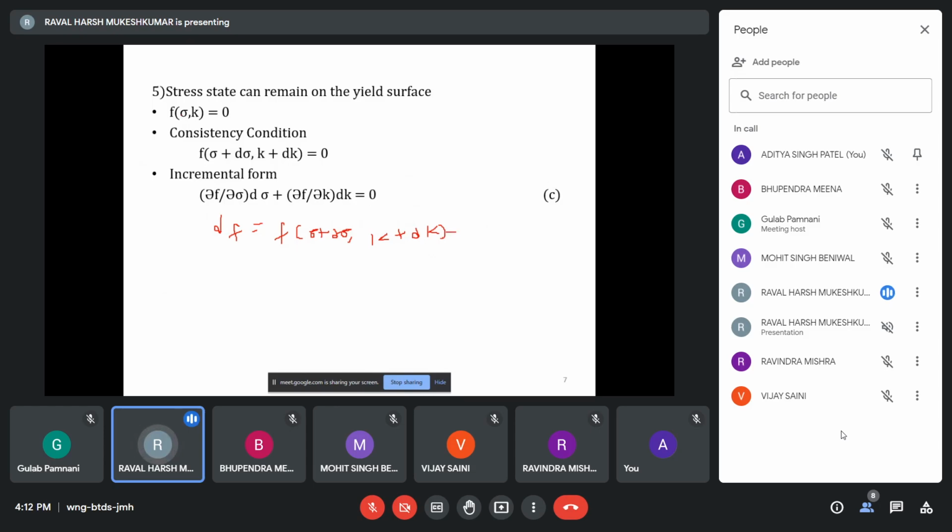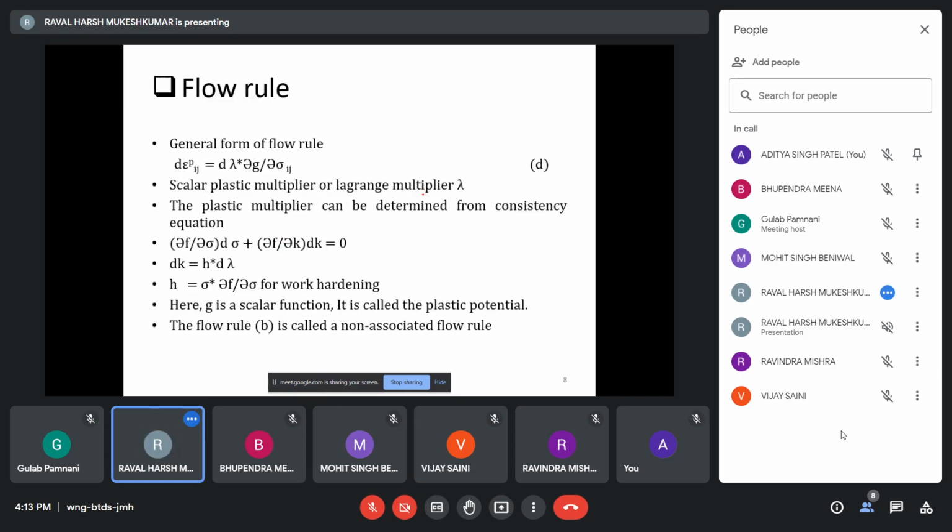And on the yield surface, this value should be equal to 0. So in differential form, we can write the same as del f by del sigma into d sigma plus del f by del k into dk is equal to 0. Now, this condition is also known as the consistency condition, which will help us find the Lagrange multiplier.